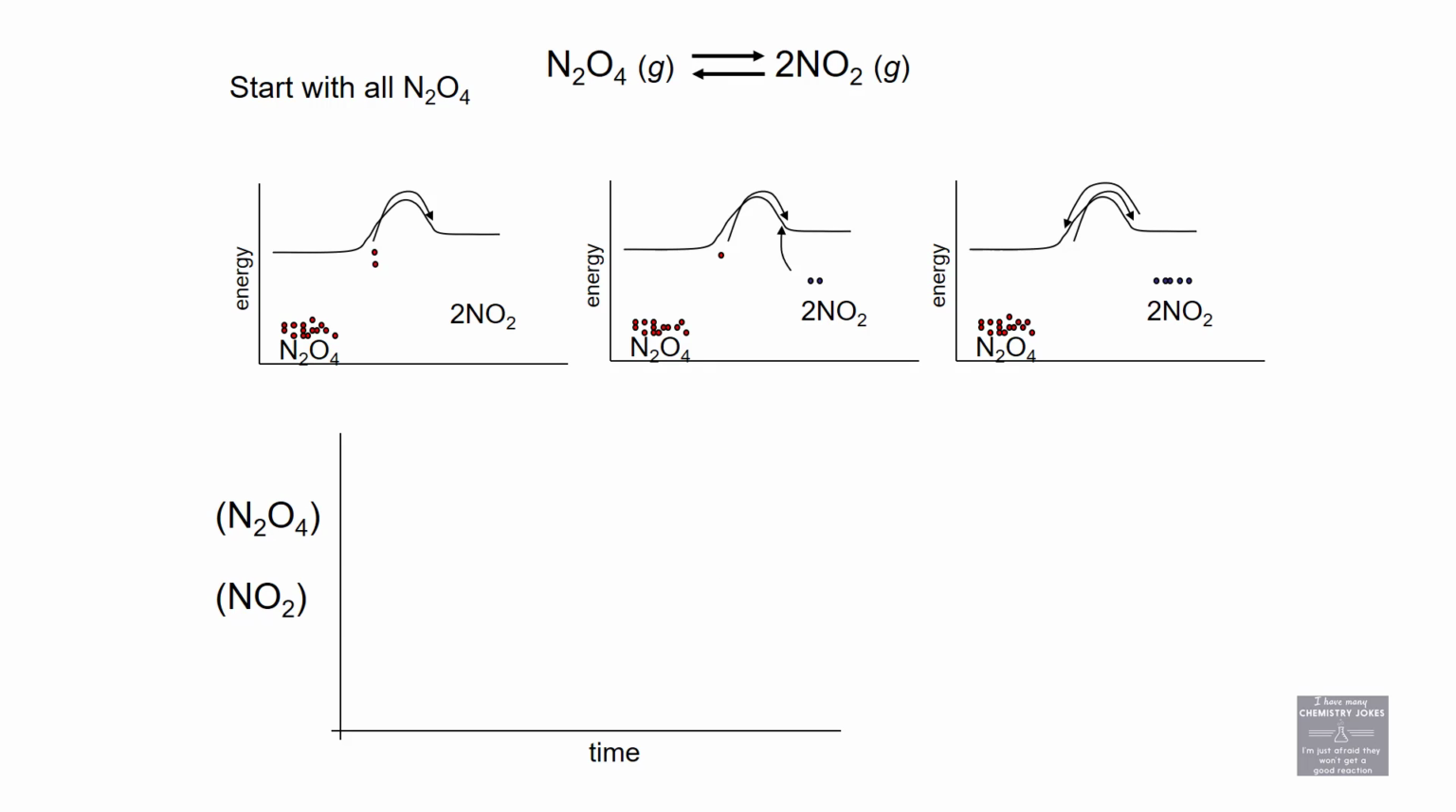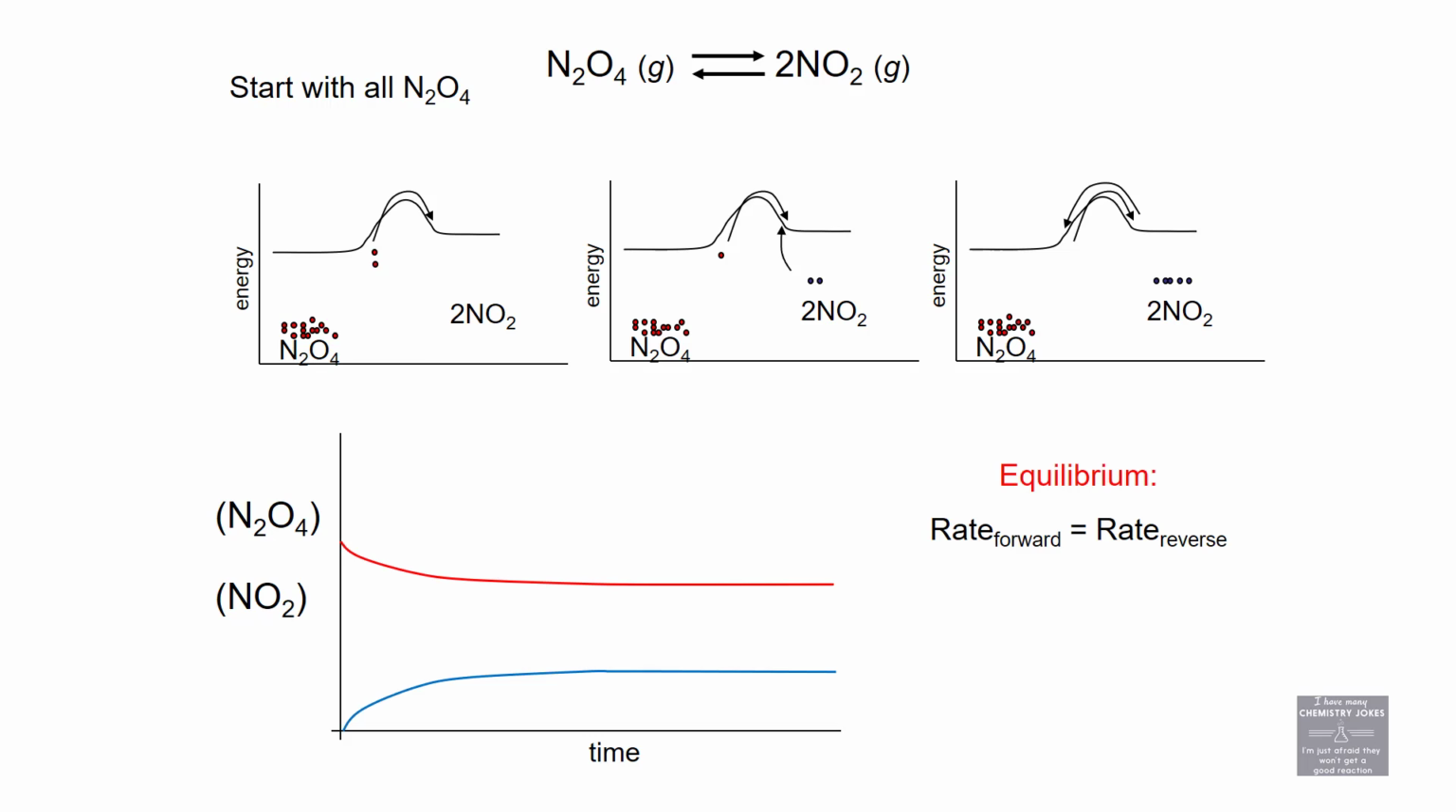Okay, back to a slide that we just saw. Are you kidding me? No, unfortunately, I'm not kidding you. We saw this little graph previously, and we said equilibrium is defined as when the rate of the forward is equal to the rate of the reverse.